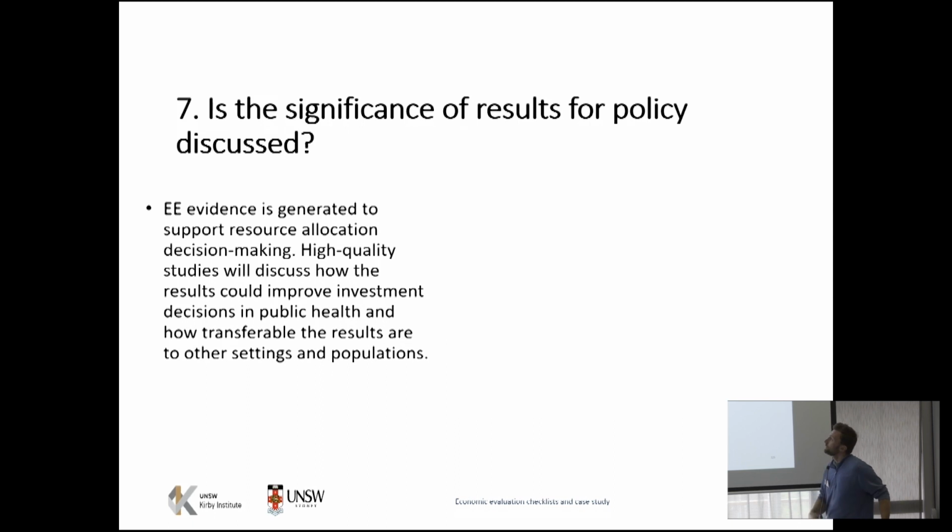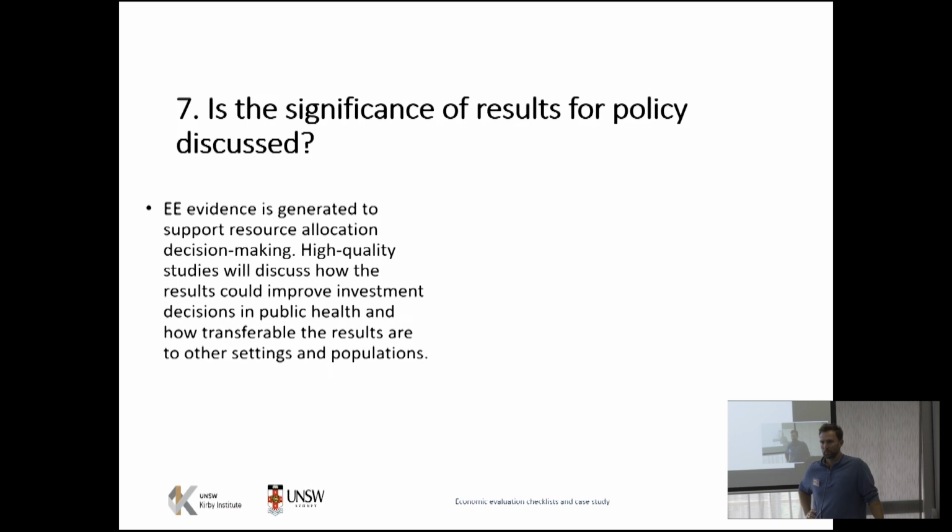All right, final question, question 7. Probably the most important question. I should have put this first. So is the significance of the results for policy discussed? And if so, where? I can give you a hint, it's usually at the end. It's on the last page in the blue box.